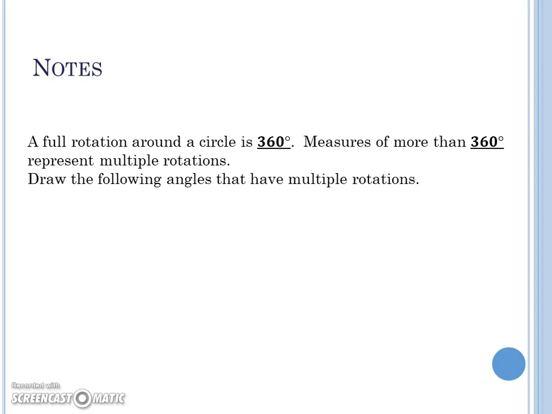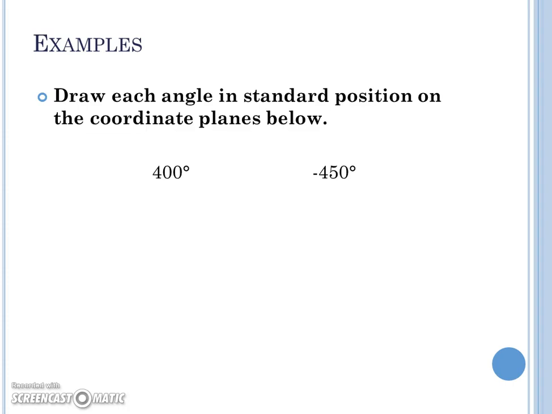A full rotation around a circle is 360 degrees, so measures of more than 360 represent multiple rotations. So 400 degrees is 40 degrees past 360. So we're going to open up, go full circle, and then go 40 degrees more. We're going to the left because it's positive, so it opens to the left, it goes a full circle, and then 40 degrees more. And it creates the angle that's 40 degrees.